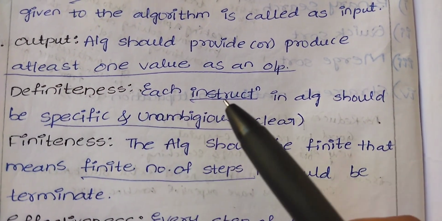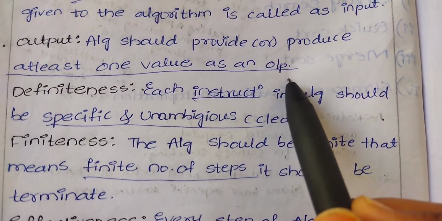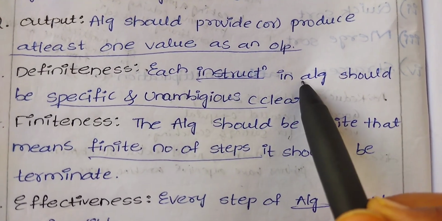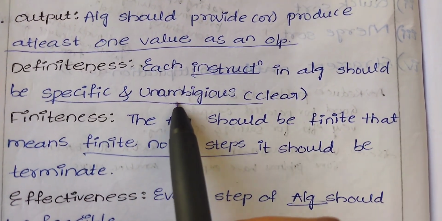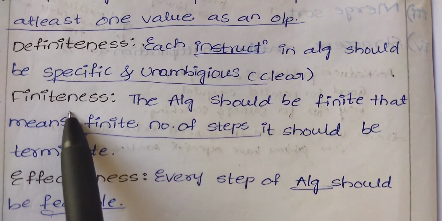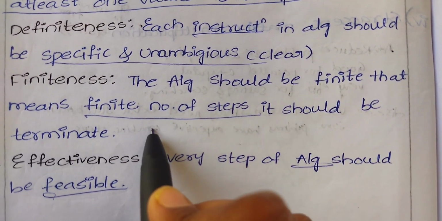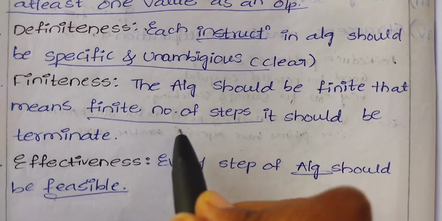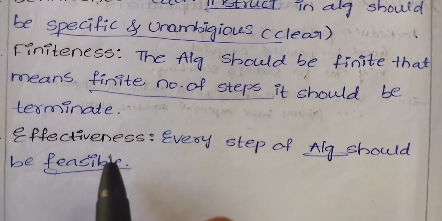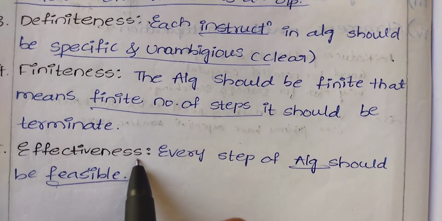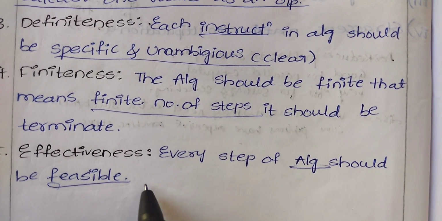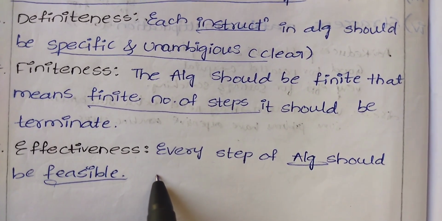Definiteness is the instruction. Lines of code are known as instructions in an algorithm, and they should be specific and clear. Finiteness is a process of a finite number of steps for doing the process. Effectiveness is the possibility that every step in an algorithm should be feasible.